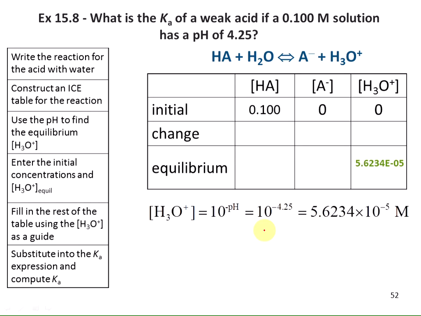So that means that the hydronium concentration had to increase by 5.6 times 10 to the minus 5th. And since we start off with no A minus, and this is a 1-to-1 mole ratio, we'll also have 5.6 times 10 to the minus 5th concentration of our A minus. And our change for the HA was minus 5.6 times 10 to the minus 5th. So if I take that 0.1 and subtract that amount of change, I can plug that in here to find the concentration of our HA at equilibrium.